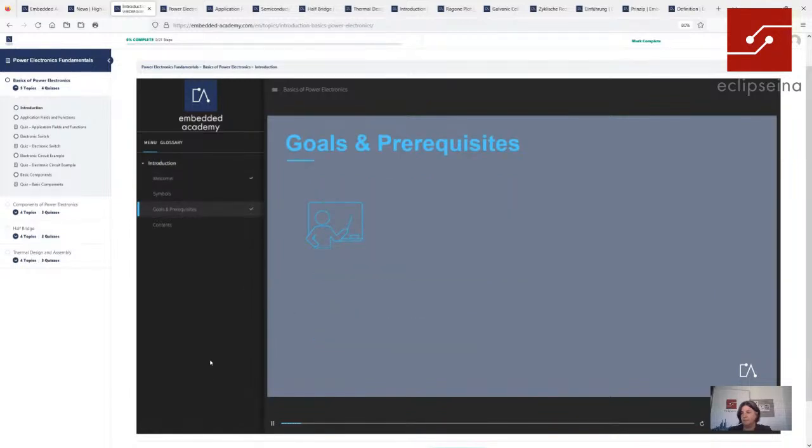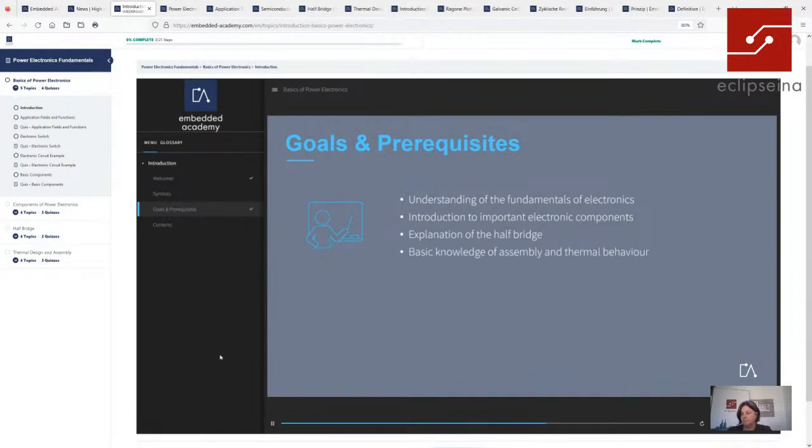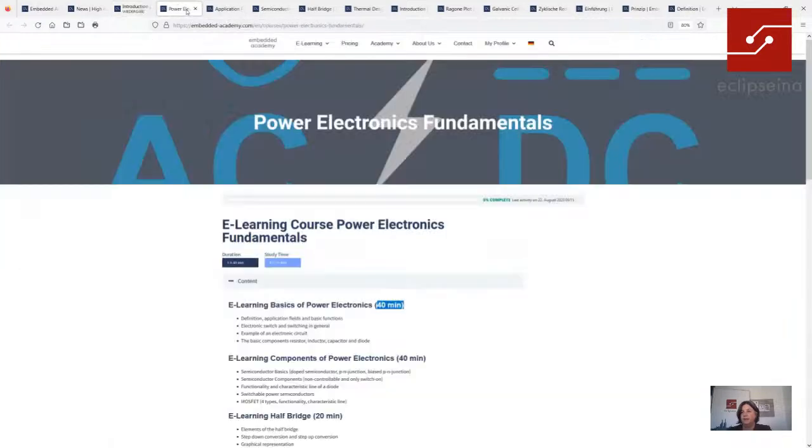The goal of the complete course Power Electronics Fundamentals is that you become familiar with the topic of power electronics. Hence, you should gain an understanding of the fundamentals of electronics and some knowledge on important electronic components, in particular of the half bridge. This will be rounded off by an explanation of assembly and thermal behavior. In order to fully understand the contents of this course, you should have some fundamental knowledge of physics, electricity, and electronics.